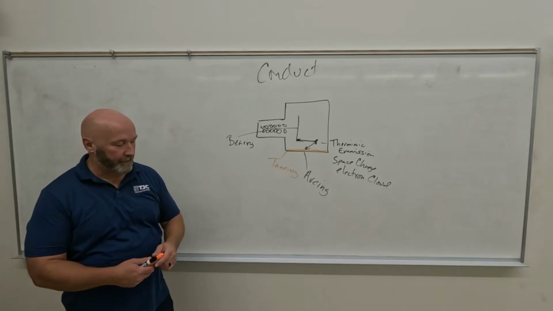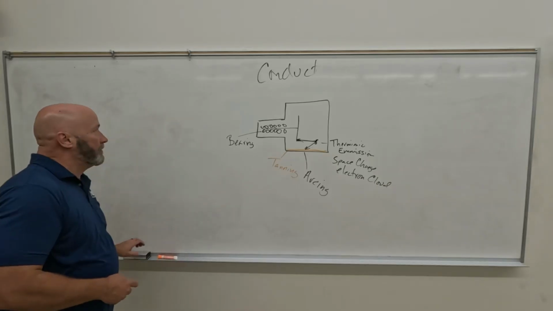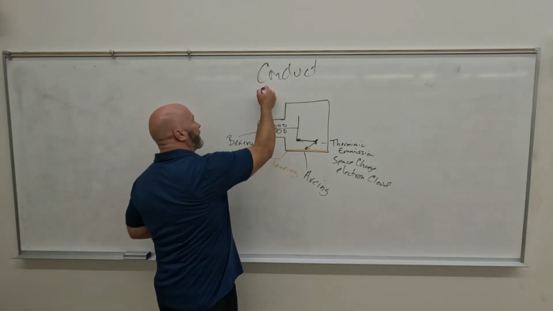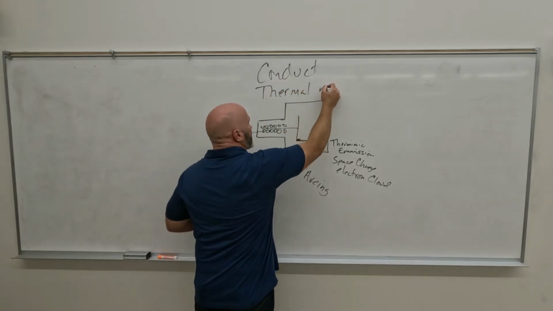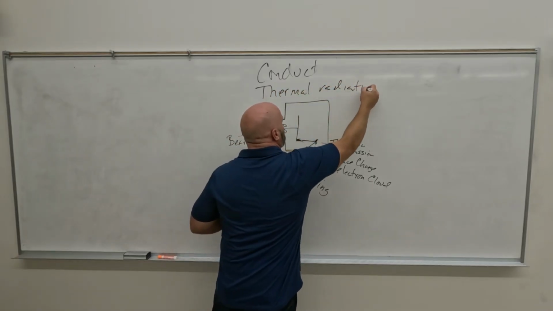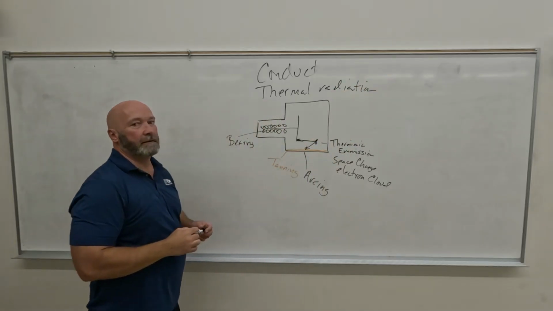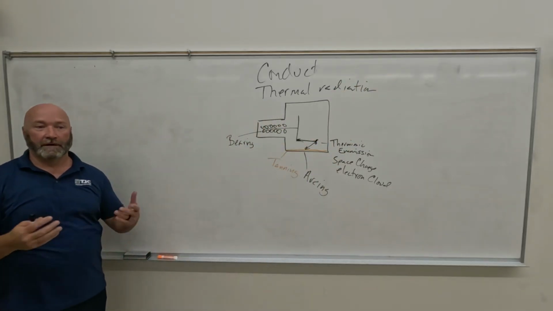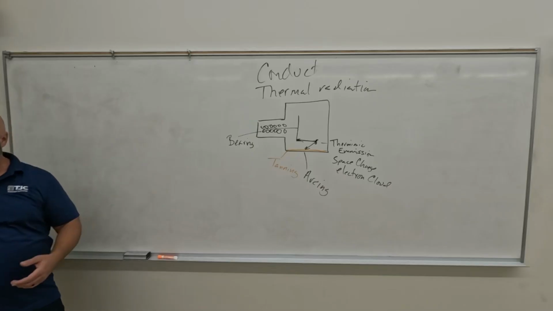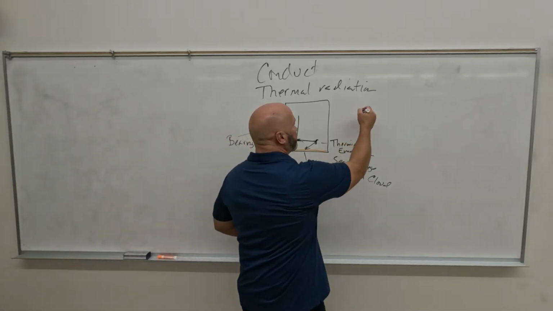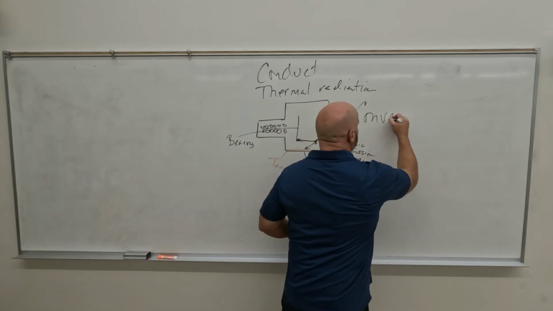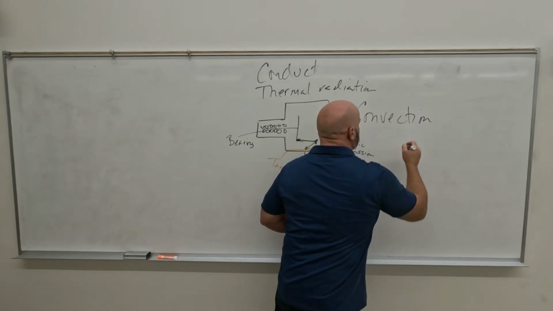So we have three different ways to deal with the heat. We've got conduction, we've got thermal radiation. Okay, just the words, what does that mean? What is radiation? Transfer of energy in the form of heat, right? And the other is convection. Okay, what is convection?